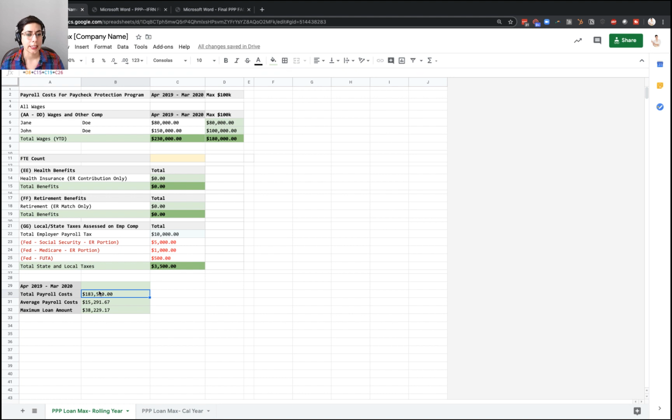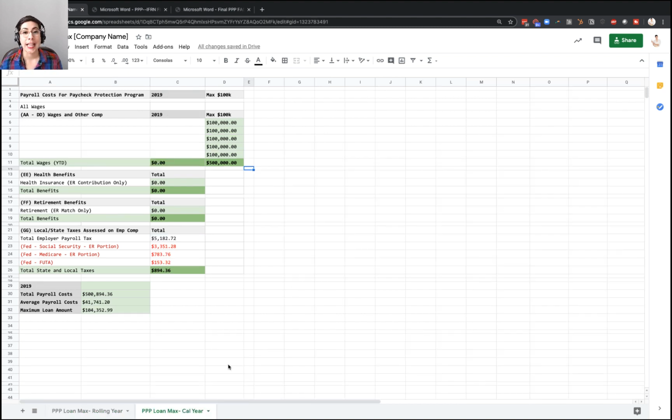So this is taking the total payroll cost. It is adding the maximum payroll that we can use, the total benefits, for both retirement and health insurance, and the total state and local taxes. And then it's going to divide it by 12. So you can see here, it's taking that cell, dividing it by 12. And then it's taking that cell here, average payroll cost, and multiplying it by 2.5, which will be your maximum loan amount. The same thing happens on the loan calc for the calendar year.